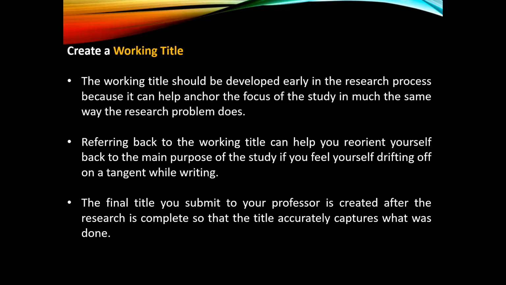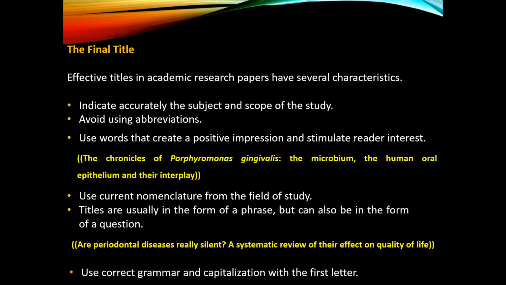The final title, which we call the final version title, that you submit to the professor, is created after the research is complete. It is the later step, the last one before you complete your research writing, when you finish your work. Following consultation with your supervisors, you put it in a final version so that the title accurately captures exactly what was done. So this represents the modification and updating of the working title.